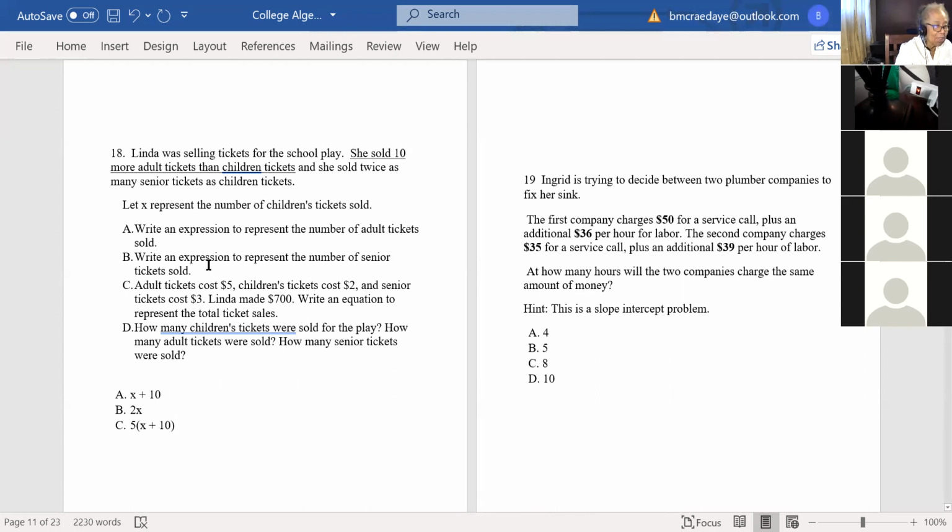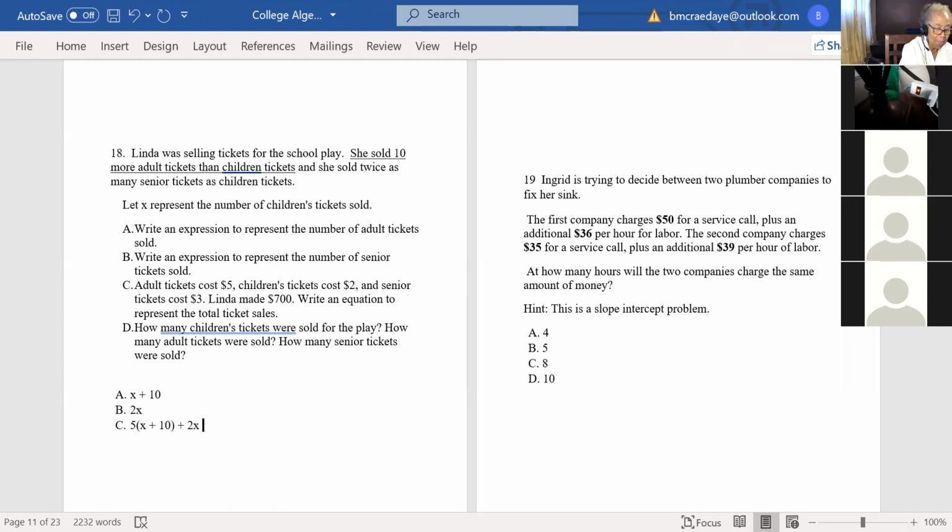Adult tickets cost $5, and we know what that is. That's the X plus 10, right? Yeah. Okay, now let's go to the children's tickets. What would that be? How much do the children tickets cost? So, $2. So that would just be 2X, right? Plus 2X. X represents the children tickets, $2 represent the price.